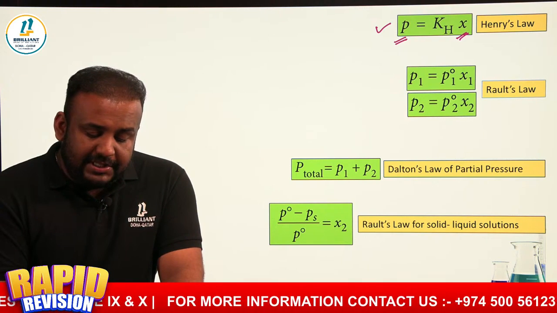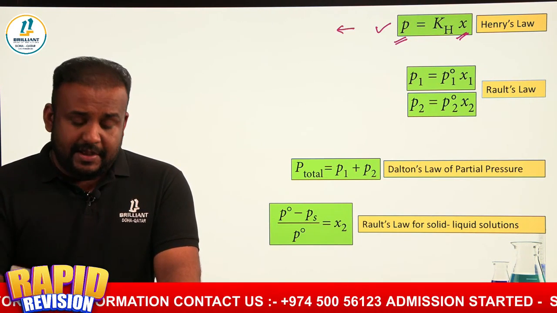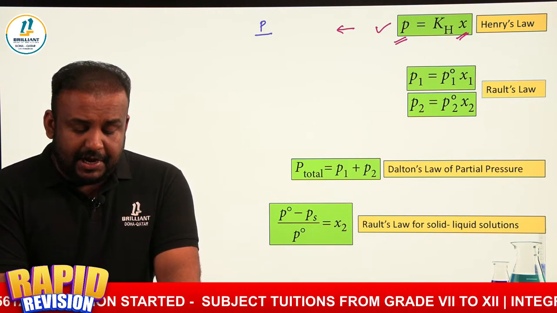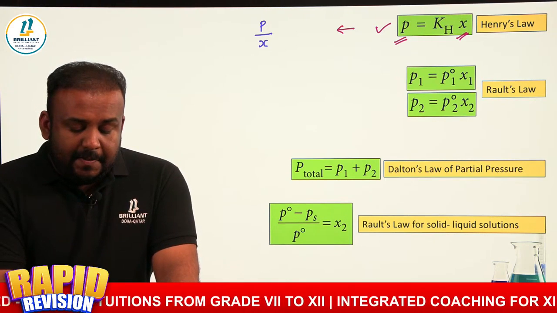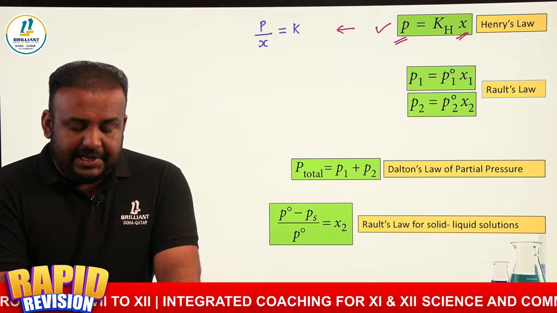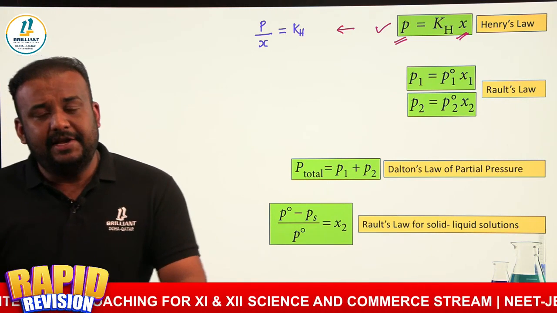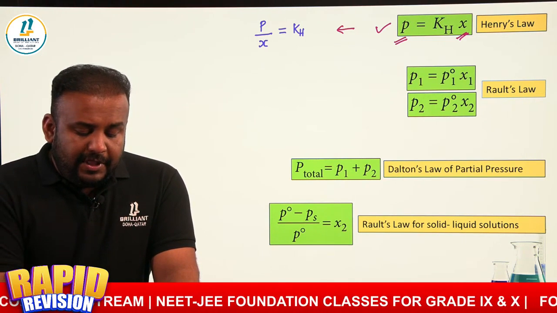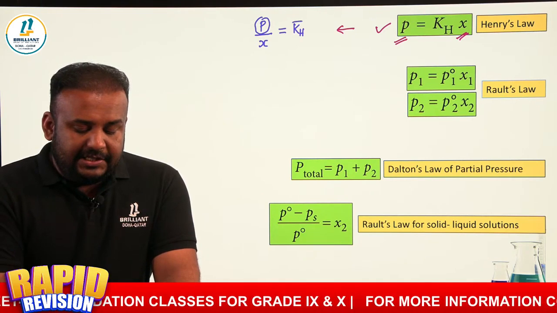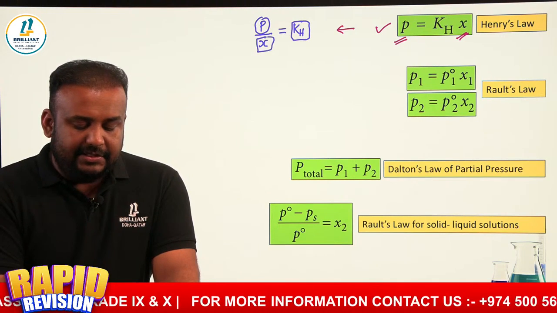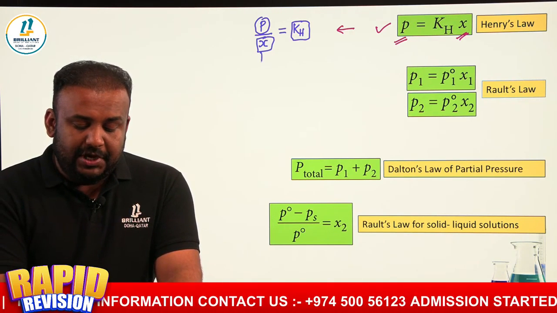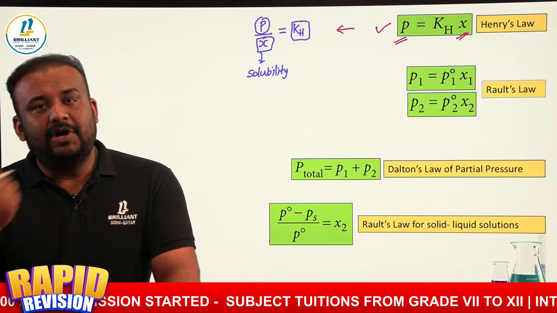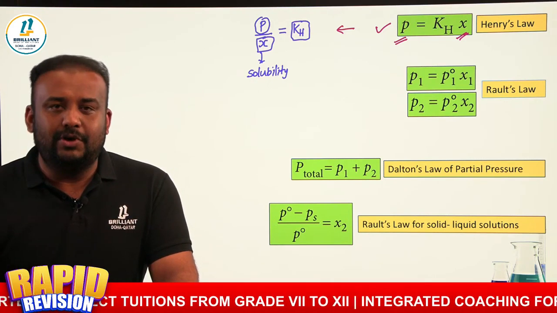Right. Now, about this formula, I need to tell you a few important things. First one, partial pressure is equal to KH into X. So partial pressure by X, the mole fraction, is equal to KH. KH is called Henry's constant, and it is a constant for a given gas at a given temperature. Now, if you hold the pressure constant, we can see that KH is inversely proportional to X. Yes or no? KH is inversely proportional to X. So what is X? X is the mole fraction, which is a way of expressing how much is the solubility of a gas. The more the mole fraction, the more is the solubility.